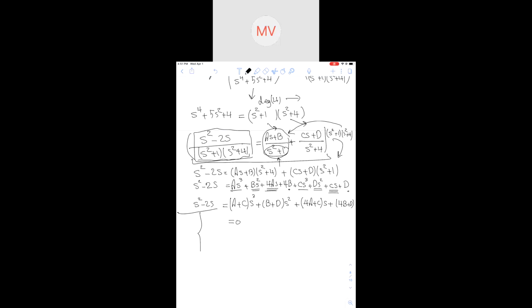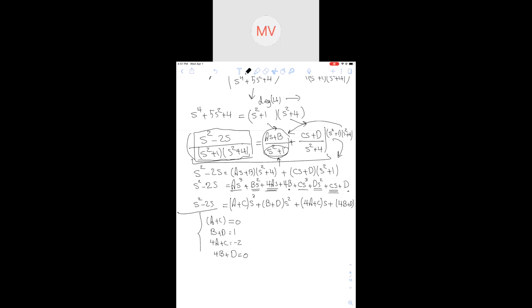So for that reason, the coefficient of s cubed on the right side has to be 0. Coefficient of s squared is 1, so b plus d must be 1. Coefficient of s is negative 2, so 4a plus c is negative 2. And 4b plus d should be 0 because there's no constant on the left side.